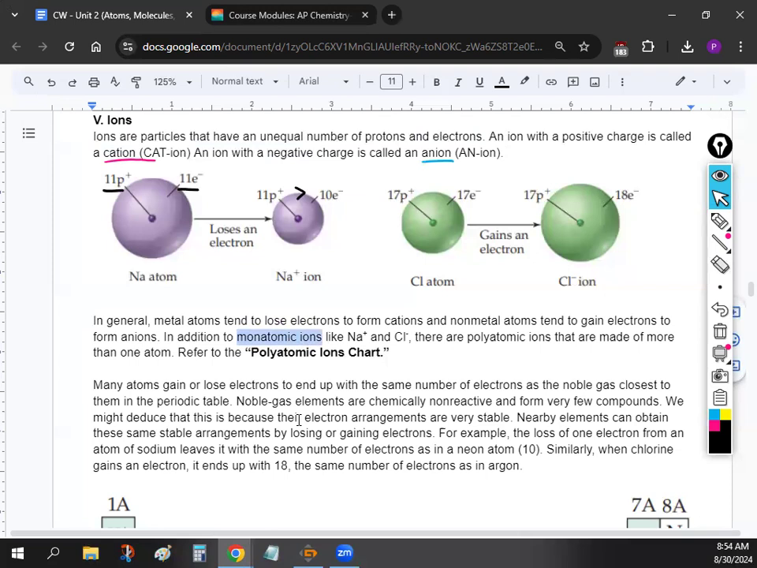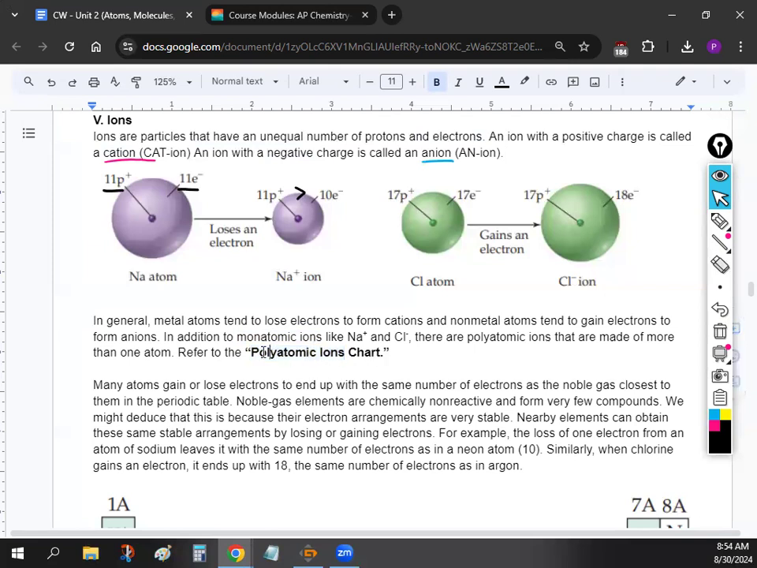But there are ions that are formed by multiple atoms. So there are these molecules called polyatomic ions, and that's why I told you guys to pull up that chart. And polyatomic ions are basically just molecules that have a charge. So when these atoms come together, they form this molecule, and they tend to have a specific positive or negative charge to it. And those are called polyatomic ions.